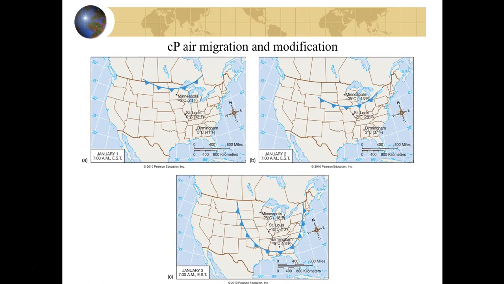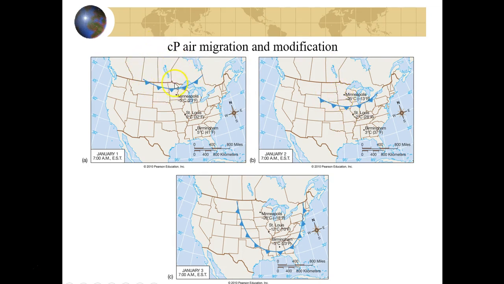And this is what it looks like on a weather map. On a weather map, we would see a blue line with teeth on it, and we would see that blue line push down through there. Cities like Minneapolis, St. Louis, and Birmingham, Alabama, are all in different stages of being invaded by this continental polar air.